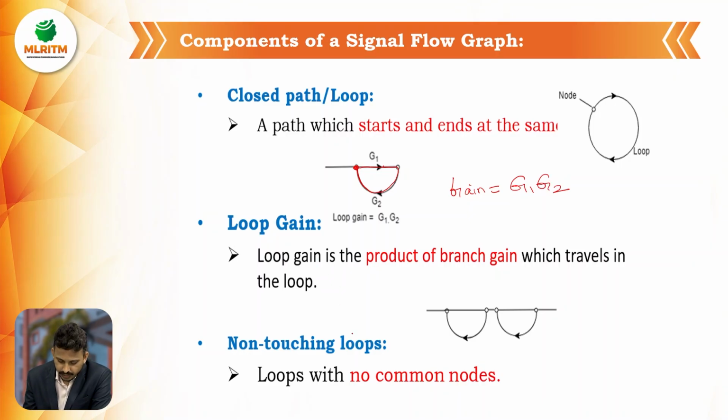And non-touching loops. These are two loops which do not have a common node. Non-touching loops means loops which do not have any common nodes. See here, this is a loop and this is another loop. This is not having any common node. This is called non-touching loops.